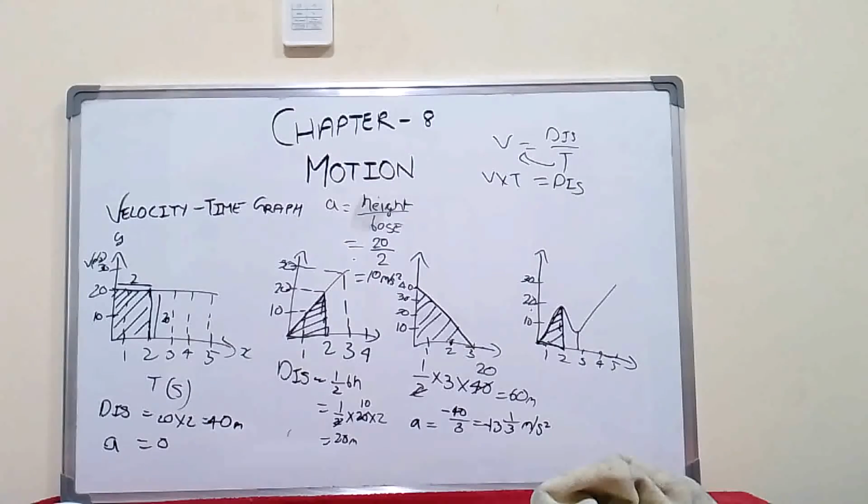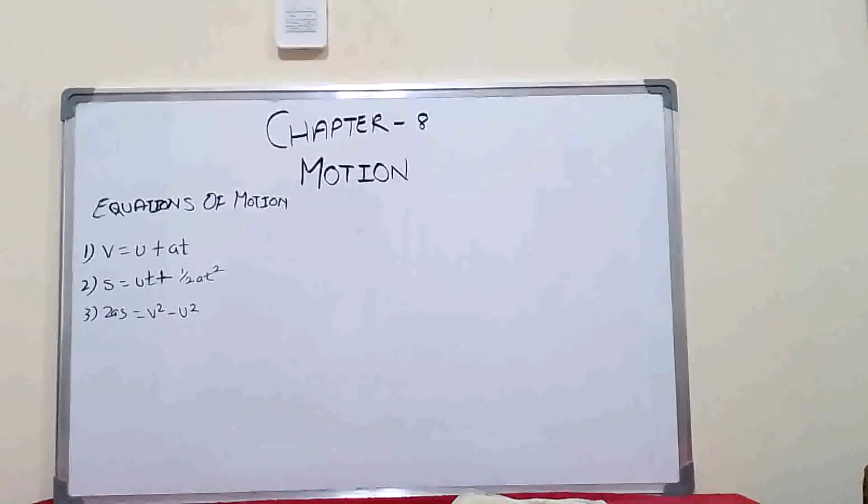Now let's move to equations of motion. So let's see here equations of motion. These are the 3 equations of motion. The first equation is for final velocity. It is v equals u plus at.